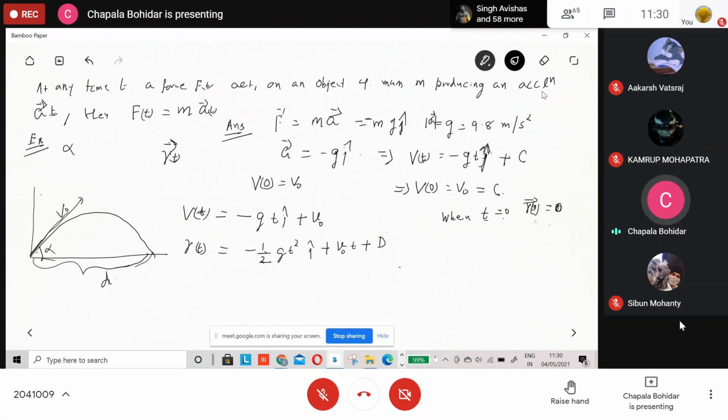I solved one example, how you find out the value of Vt, how you find out the value of Rt. Here Rt, it is given when t is equal to 0, are you getting your position vector? It is also 0. R of 0 is equal to 0. Okay, ma'am. So when R of 0 is equal to 0, what is the value of D? t is equal to 0, it is 0. What is the value of D? D is equal to 0. We get D is equal to 0 or not?